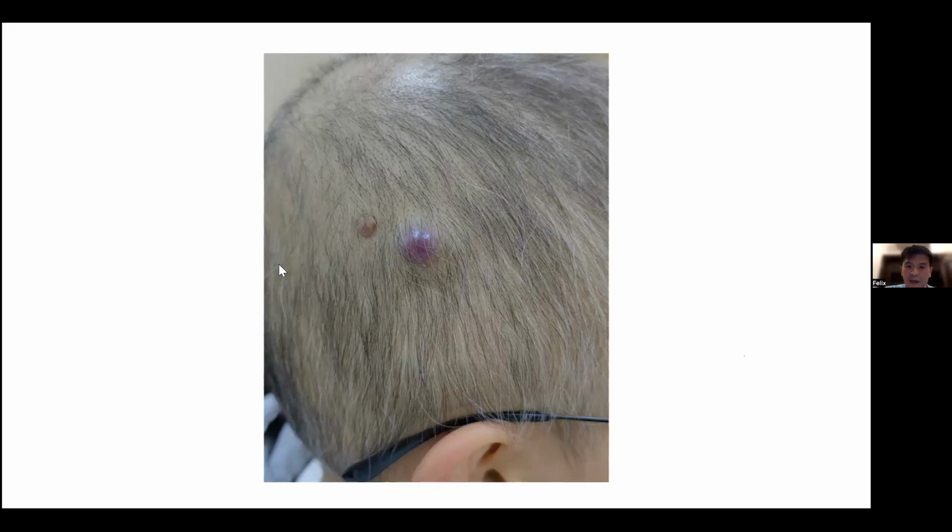But with angiosarcoma, you have to be very careful because when you biopsy, you bleed a lot. Okay, we go on.